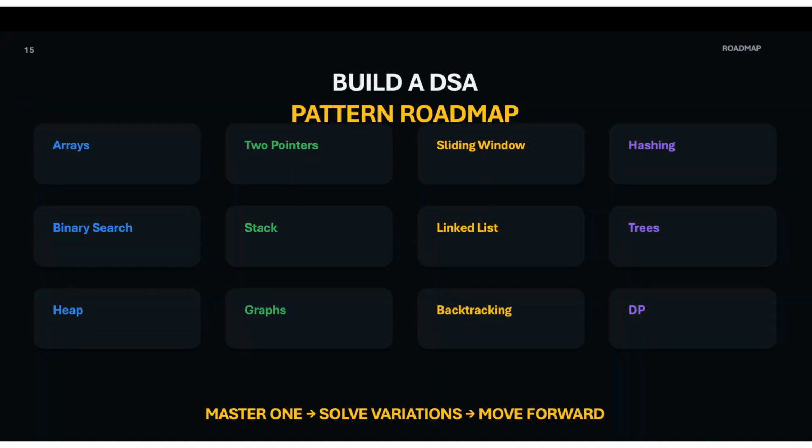Build your DSA roadmap. Now you need a roadmap. You can move through areas such as arrays, two pointers, sliding windows, hashing, binary search, stack, linked list, trees, heap, graphs, backtracking, dynamic programming. You don't have to master everything at once. Pick one topic like arrays, master it, then solve variations, and then move forward.